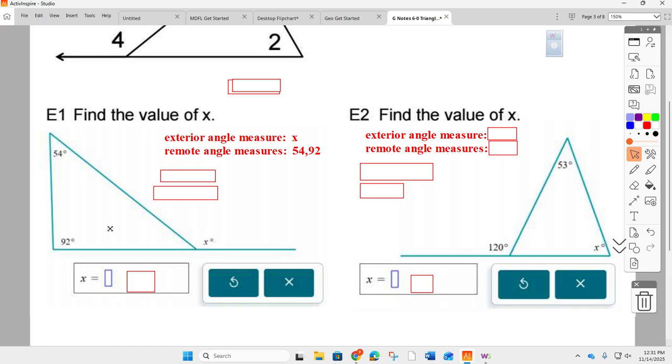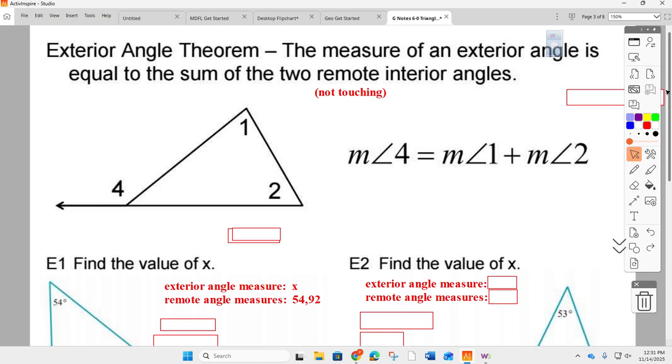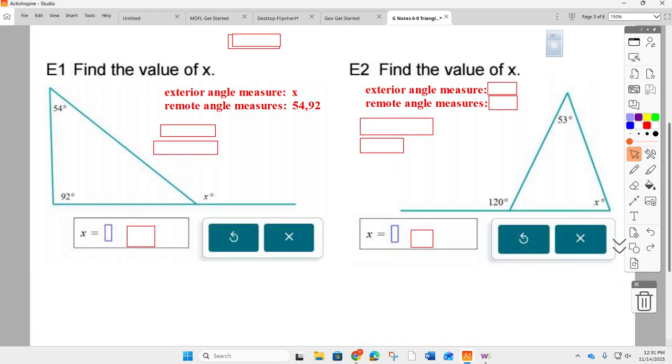So given that these are the two remote angles to this exterior angle, we just learned that if we add those two remote angles under the exterior angle theorem, then we know what the measure of that exterior angle is. So all we got to do is add those two remote angles, and now we know that this angle measures 146.